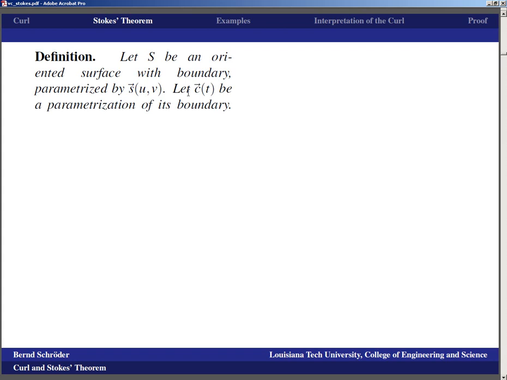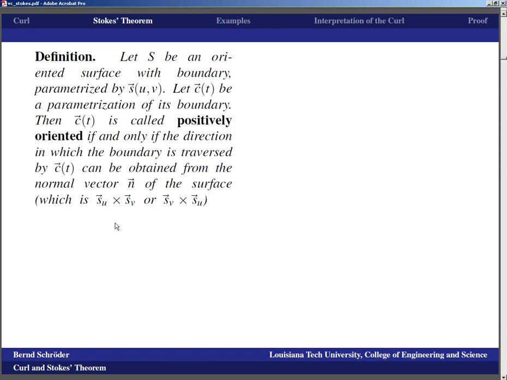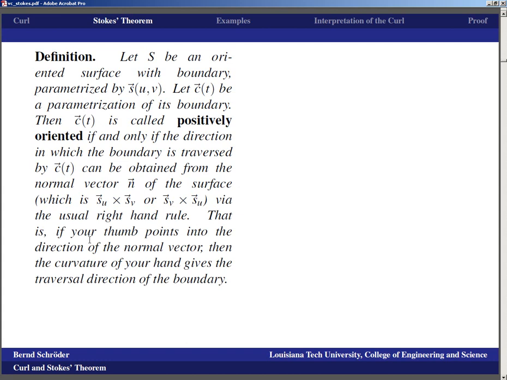And so if C of t is a parameterization of the boundary, then this parameterization is called positively oriented if and only if the direction in which the boundary is traversed by C of t can be obtained from the normal vector n of the surface. And remember, that is Su cross Sv or Sv cross Su, given that the parameterization is in terms of u and v, via the usual right-hand rule, which means that if your thumb points in the direction of the normal vector, then the curvature of your hand gives the traversal direction of the boundary.